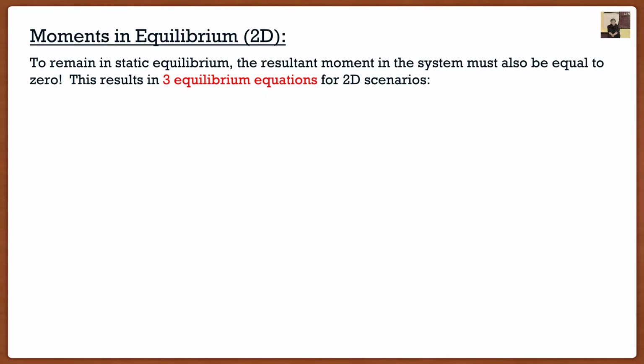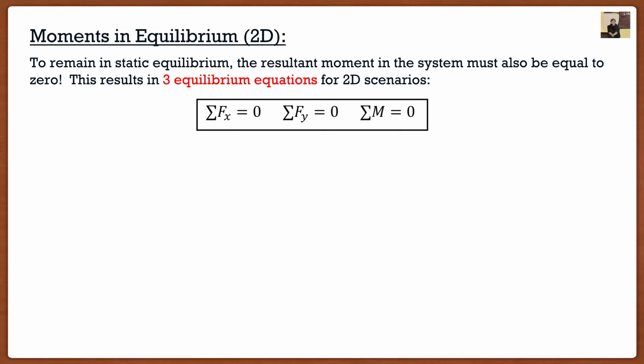The first and kind of the big application is moments in equilibrium. Moments allow us to add a third equilibrium equation for 2D scenarios, which is going to be the following. Remember before we said that the summation of forces in the x direction and the summation of forces in the y direction must be equal to 0 for our body to remain static. So we had two equations, we can solve for two unknowns. Now, in general equilibrium, we have a third equation in 2D, and that is the sum of the moments at any point must also be equal to 0.